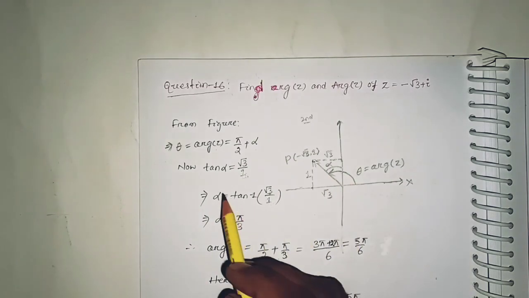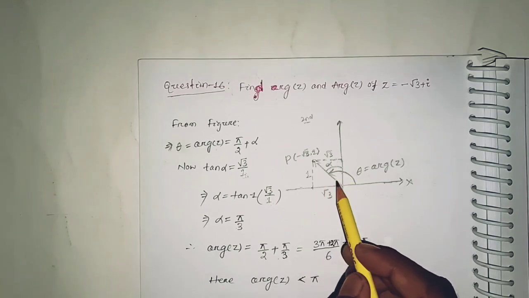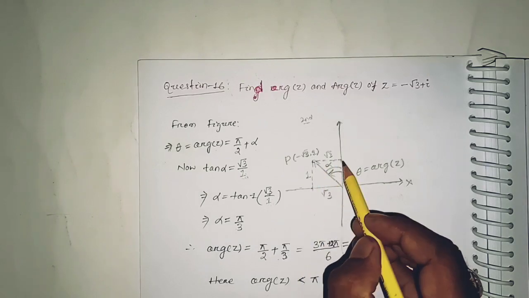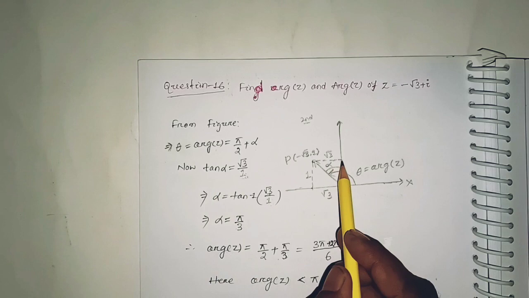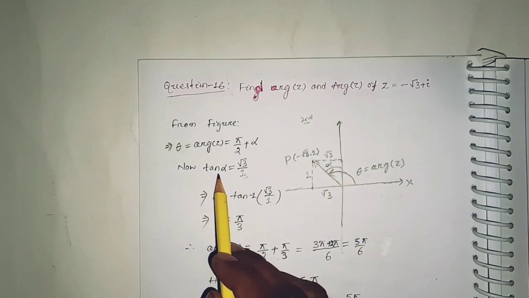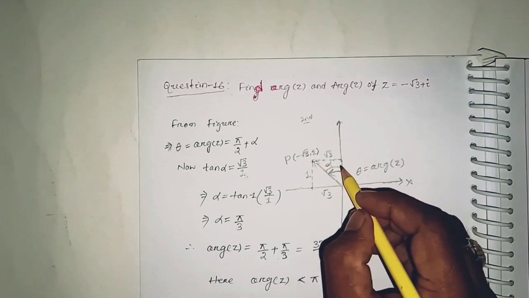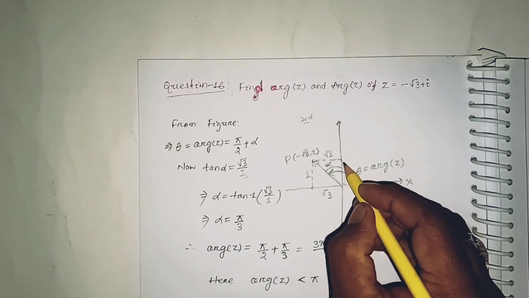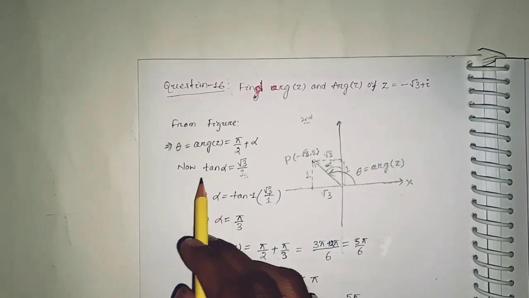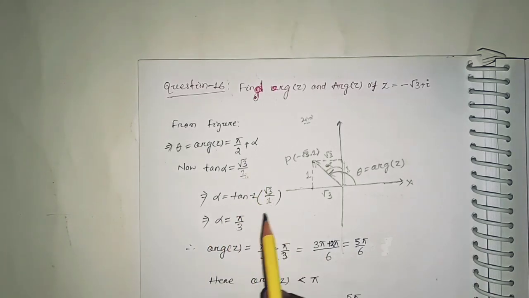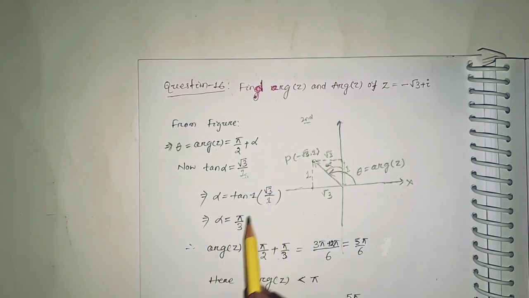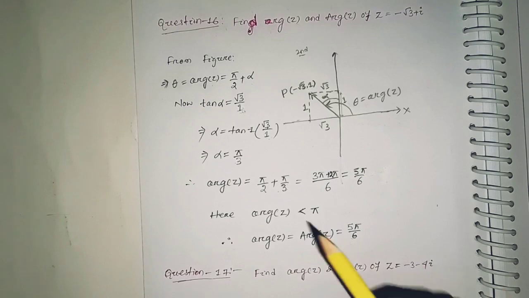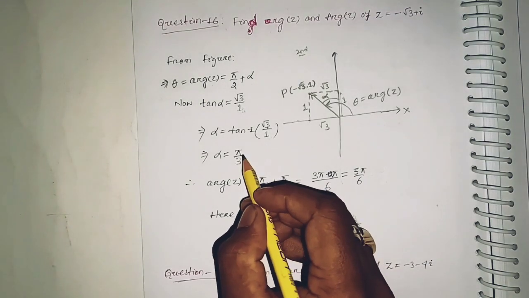We have to find alpha by considering tan alpha for this triangle. This length is root 3, so this length is also root 3, this length is 1, so this length is also 1. If we consider this triangle and the corresponding tan alpha, then what is the value? Here this will be the height and this will be the base, as this is the angle alpha. So tan alpha will be root 3 by 1, or alpha will be tan inverse root 3 by 1, so alpha will be equal to pi by 3. So here alpha is your pi by 3.